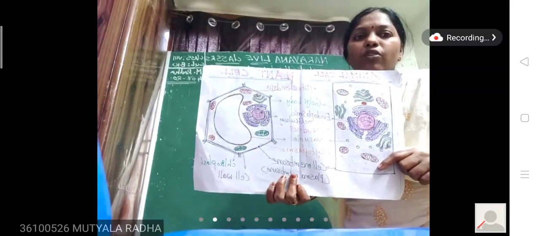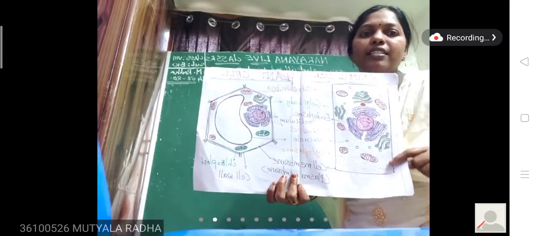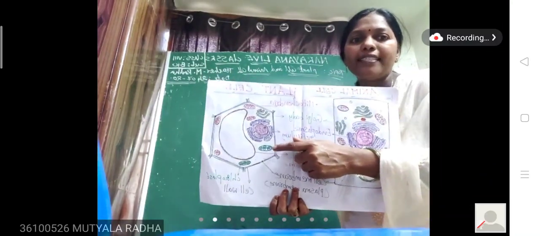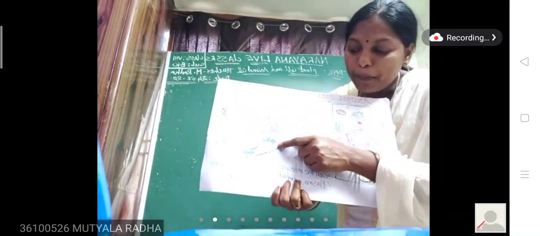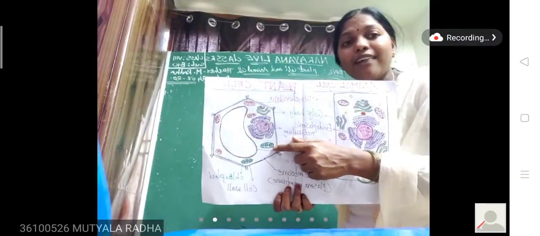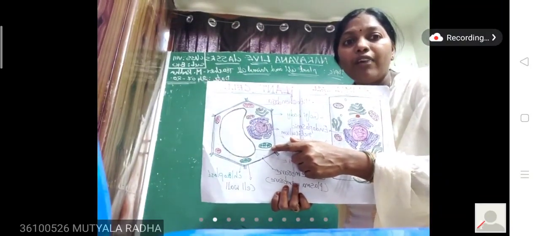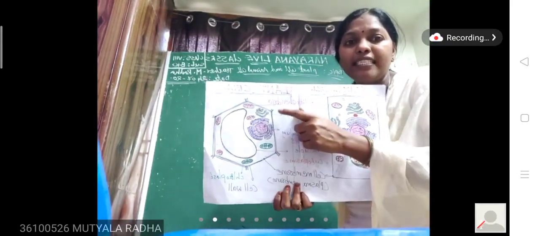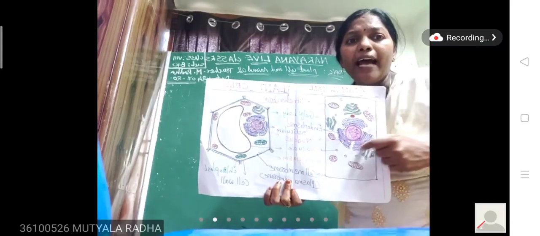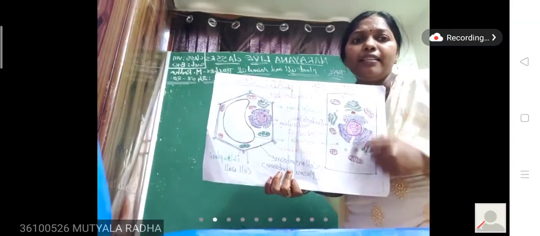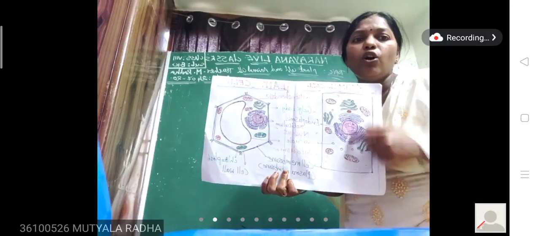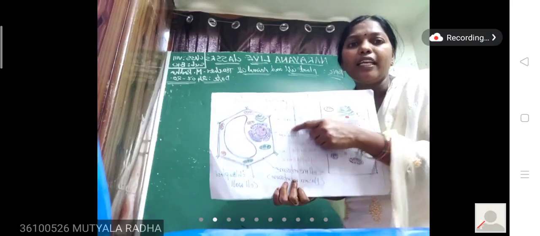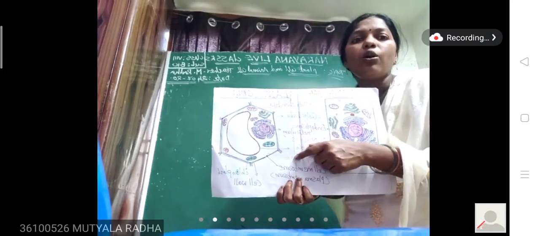But when you come to the differences, chloroplast. Chloroplast is a type of plastid. Plastids are of three types, and one of them is called chloroplast. Plastids are present in the plant cell but absent in the animal cell. There are no plastids in the animal cell, but the plant cell contains plastids.